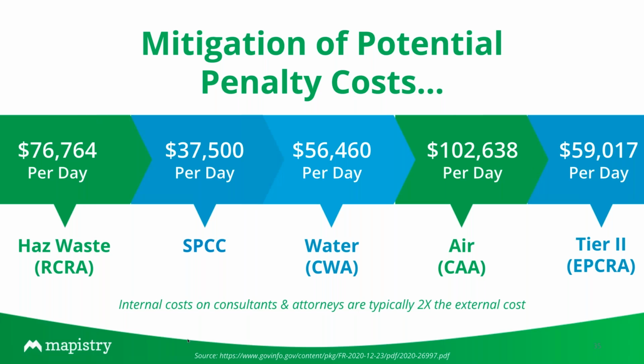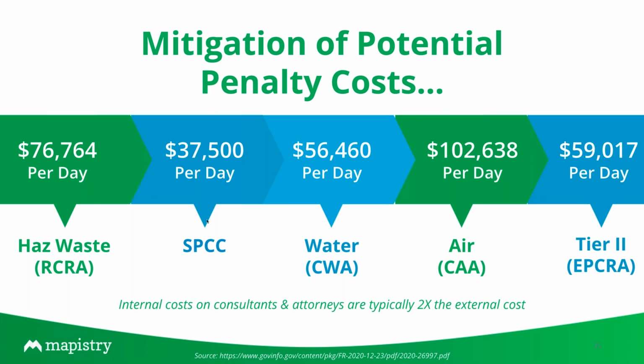So from a dollar cost, when we're looking at the economic analysis or the value assessment, is the mitigation of potential penalty costs. What's the likelihood that I'm going to get one of these? What's the likelihood I'm going to be able to negotiate this down? And then what's my spend on consultants and attorneys, which are typically 2x the external costs that I ultimately pay in a fine.